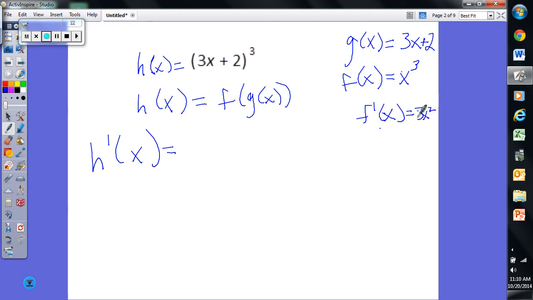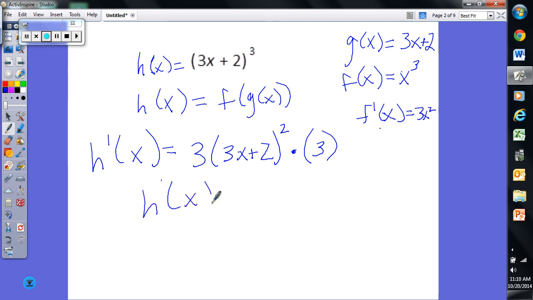But remember, we said take the derivative and leave the inside alone. So we're going to leave the 3x plus 2, this is kind of like the x, times the derivative of the inside, which is just 3. So h prime of x here would be 9 times 3x plus 2 squared.